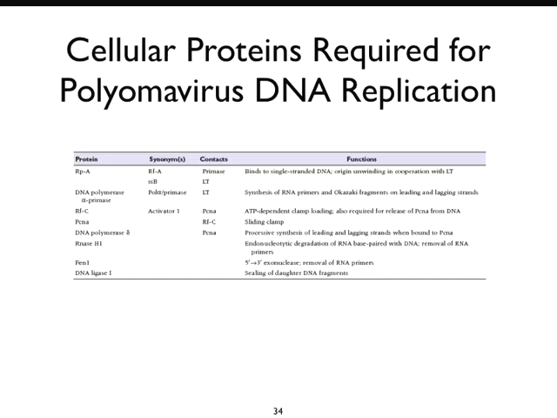PCNA is the sliding clamp. It's the structure that allows the polymerase to get to it. Polymerase delta is the enzyme that provides for processive synthesis of both strands when bound to PCNA. So this is the DNA polymerase.